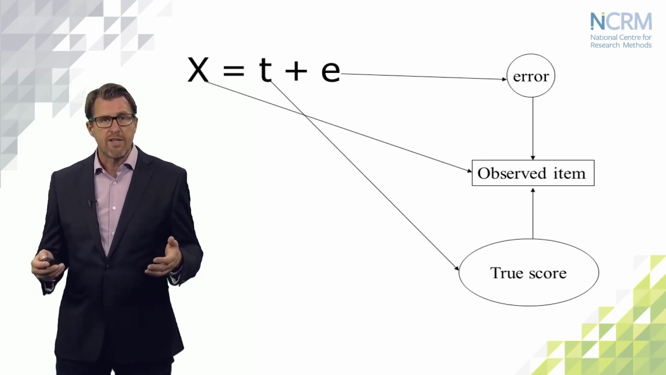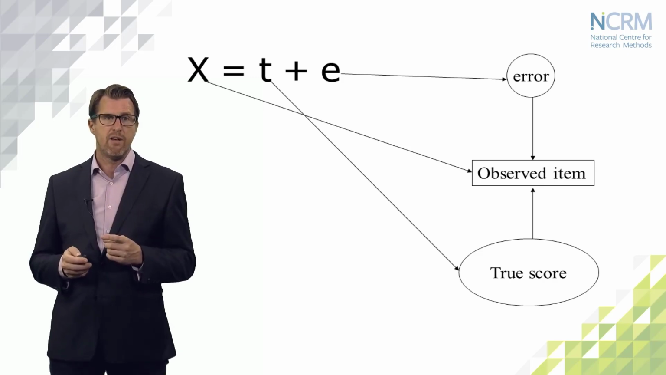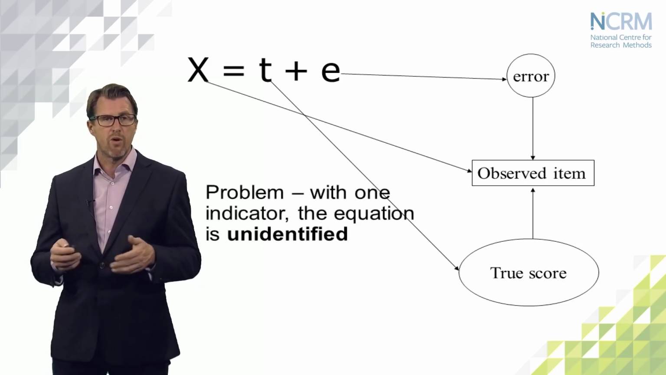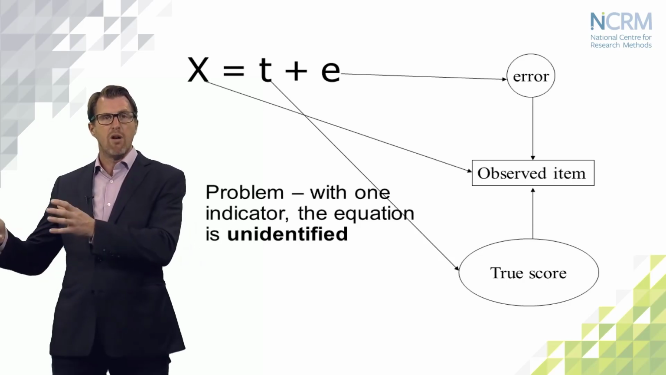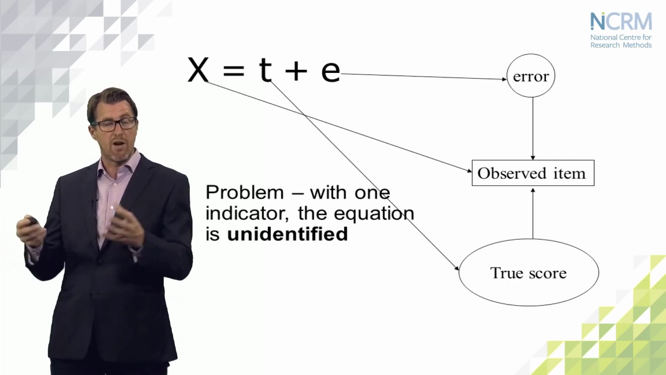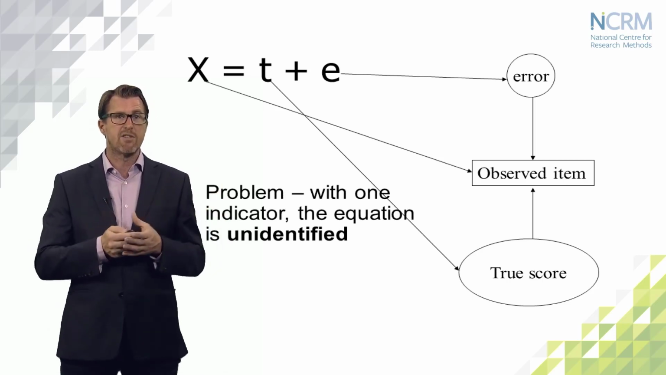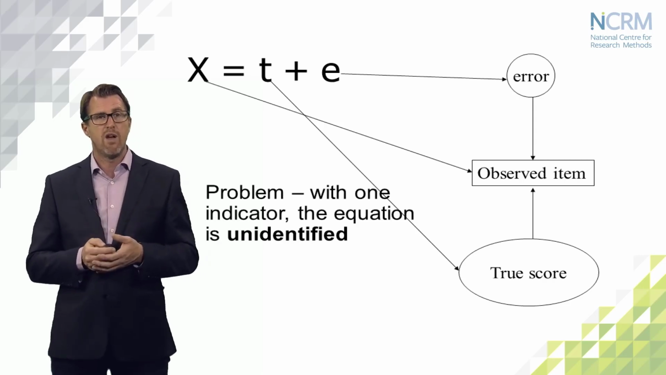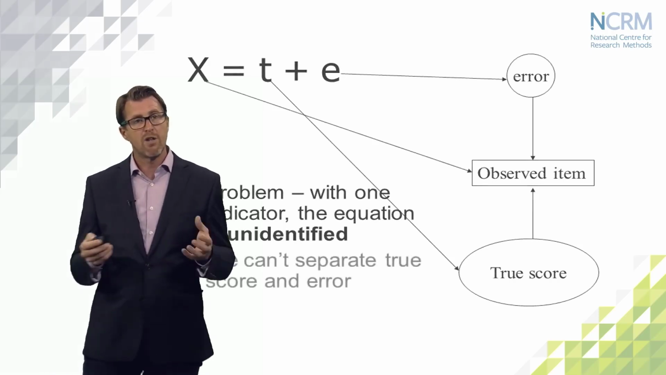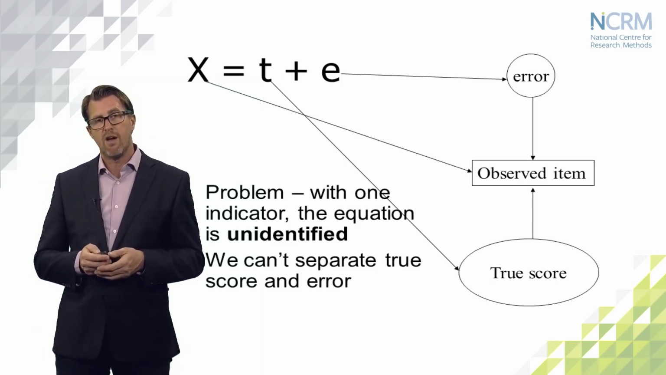It would be nice if we could implement this as a statistical model. Unfortunately, when we only have one indicator of the latent variable, if this is happiness, then this equation is what we would call unidentified. We have more unknown quantities that we're trying to estimate, the t and the e, than we have known pieces of information, the x. We've measured x in our sample. We have two unknowns and one known, so we can't solve that equation uniquely. The equation is unidentified. So we can't separate the true score from the error when we only have one measure of the underlying concept.